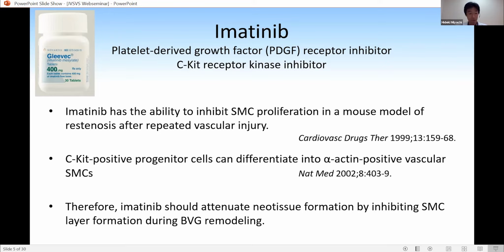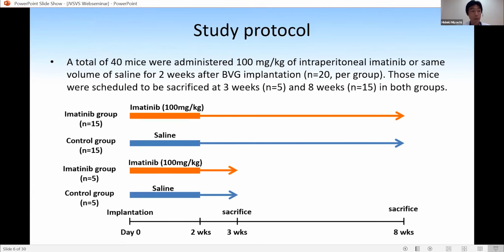Therefore, our hypothesis is that Imatinib should attenuate neotissue formation by inhibiting SMC layer formation during BVG remodeling. Here is the study protocol. A total of 40 mice were administered Imatinib or vehicle intraperitoneally for 2 weeks after BVG implantation. Those mice were scheduled to be sacrificed at 3 weeks and 8 weeks in both groups.